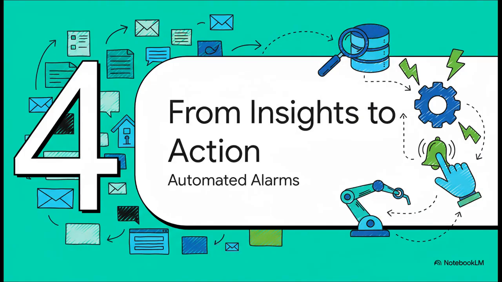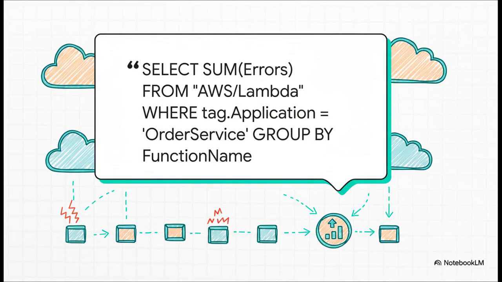Okay, so finding a problem is one thing. That's great. But what's even better? Doing something about it automatically. Now we're going to connect the dots between asking these smart questions and using the answers to trigger alerts and actions. So let's imagine you've got this super important app, maybe an order processing service. Check out this query. It's looking at all the Lambda functions that have been tagged as part of that order service application, and it's summing up their errors in real time. This gives you a single aggregated health metric for your entire application.